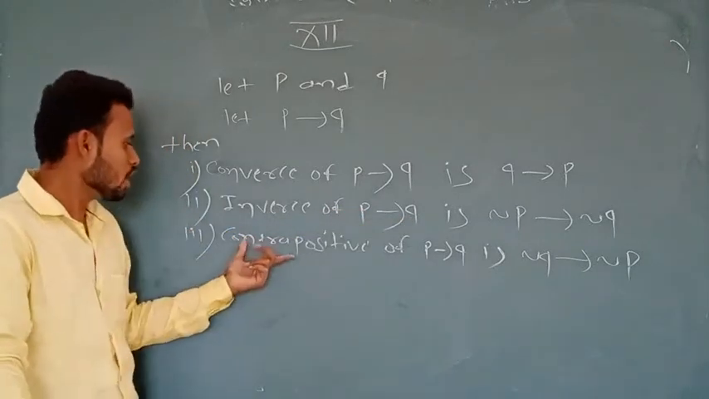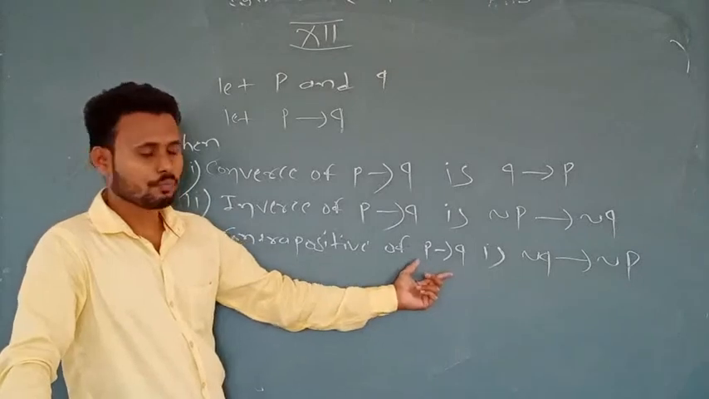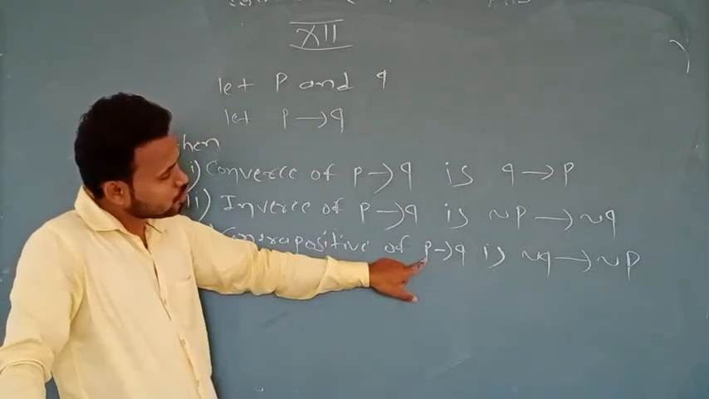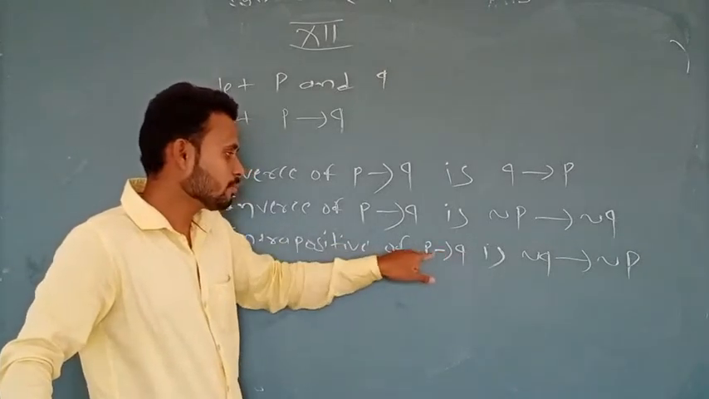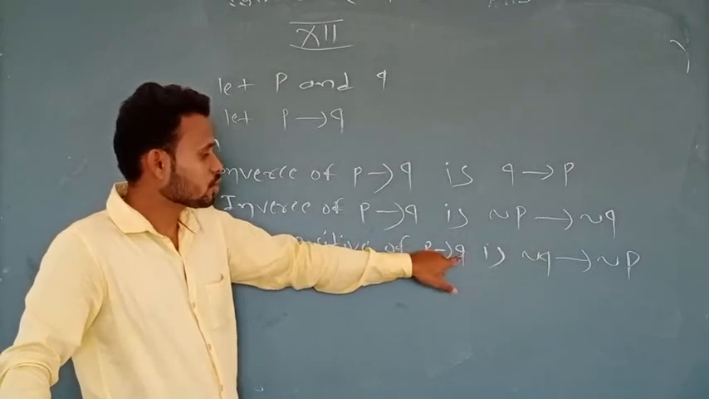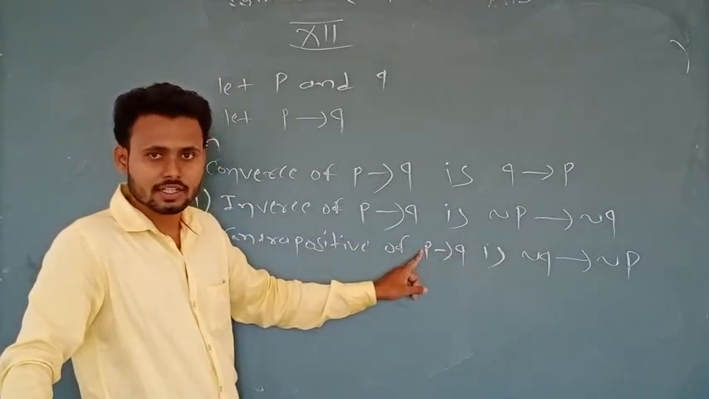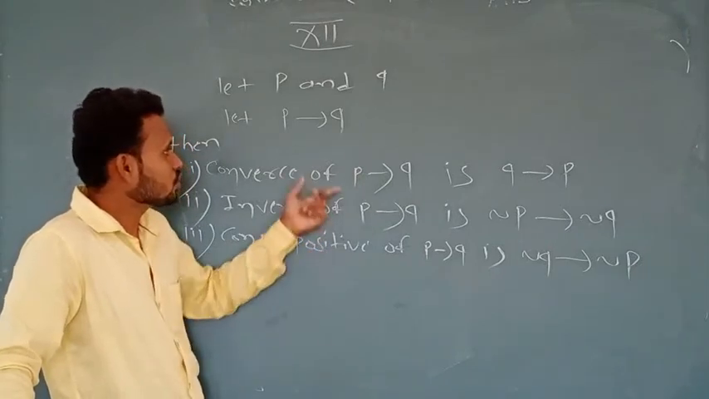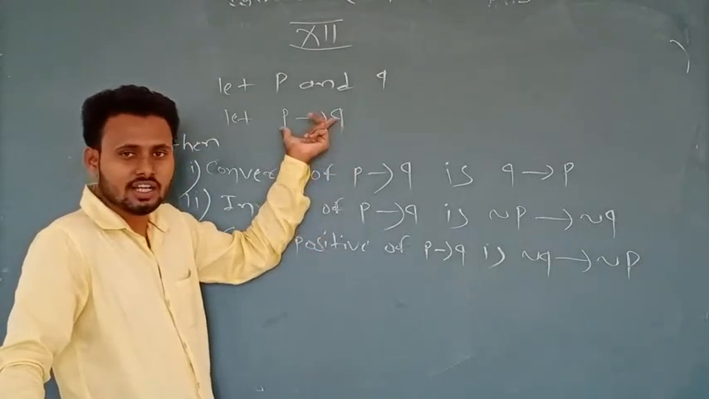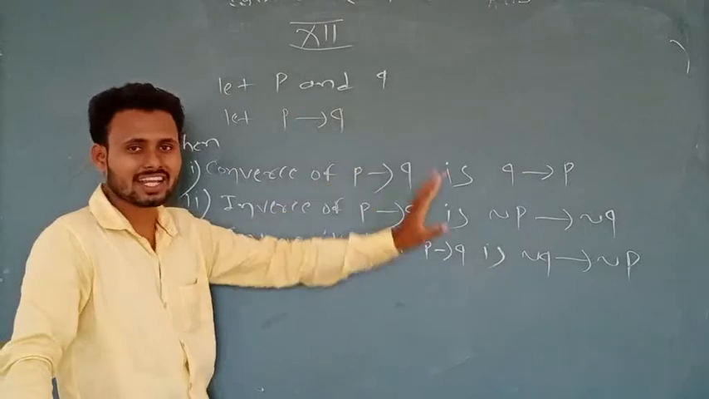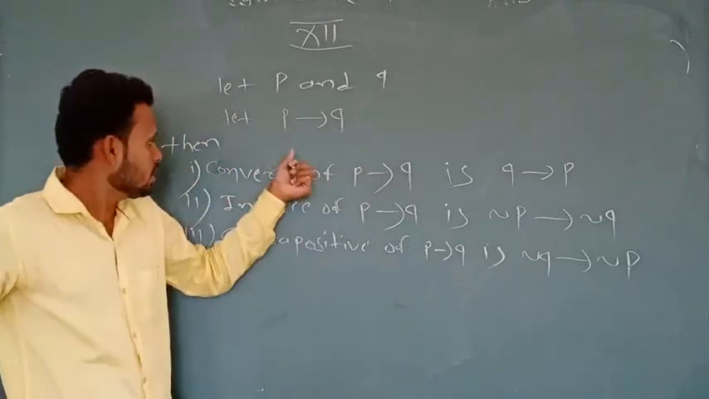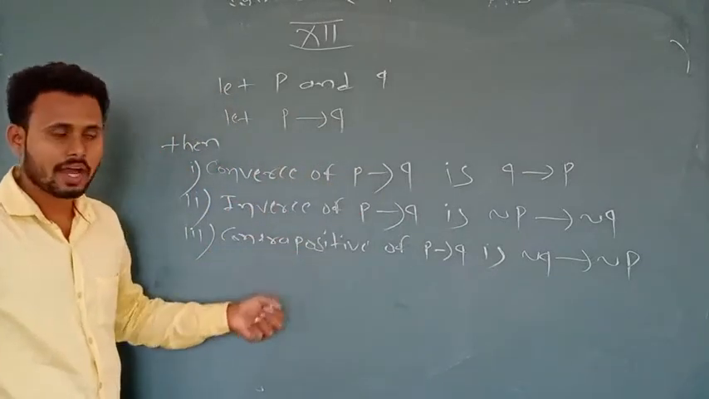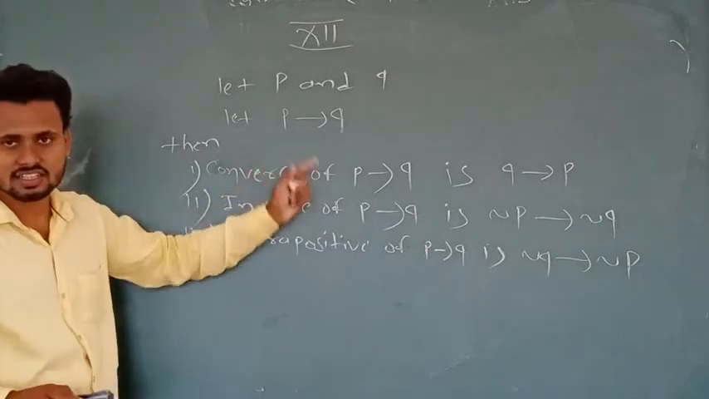And the last one is the contrapositive of P implies Q. The contrapositive of P implies Q is the negation of Q implies the negation of P, which is the required converse, inverse and contrapositive of a conditional statement P implies Q, where P and Q are any two simple statements. We find the converse, inverse and contrapositive only for a conditional statement.